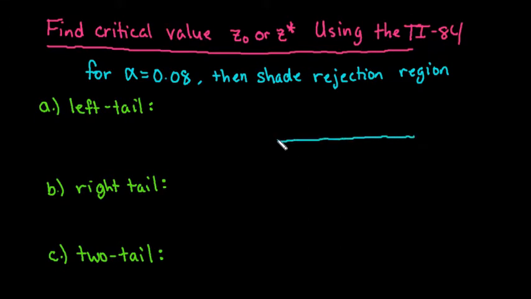Basically, if we draw out a picture, it can help us to see what we are looking for. Our critical value, depending upon your text, could be notated differently, but the critical value determines the rejection region. So with this one, our alpha is 8%. So I want to find the z-score that corresponds to an alpha of 8%. So that would be my z star or zc, or z sub 0, depending upon how your textbook denotes it.